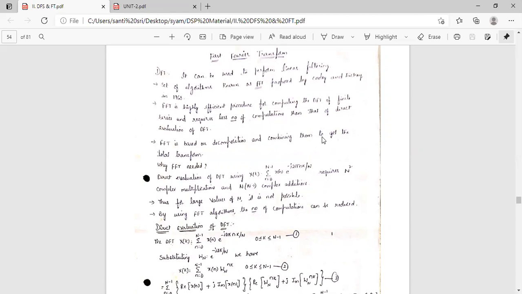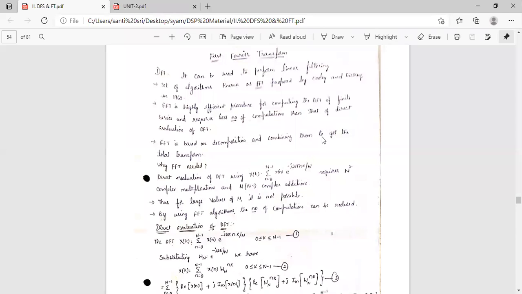So FFT is a highly efficient procedure for computing the DFT of a finite series, and it requires fewer computations than the direct evaluation of the discrete Fourier transform. So FFT requires fewer computations when compared with the DFT, right? It is based on decomposition and combining them to get the total transform. First of all, we will decompose it and again combine. So FFT is based on this principle.